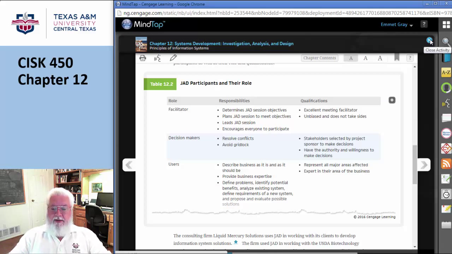There are a couple other things. Oh, by the way, JAD is not just used in phase 1. This is a technique you can use for practically all of the phases. They introduce you to it in phase 1, but that's not the only one.